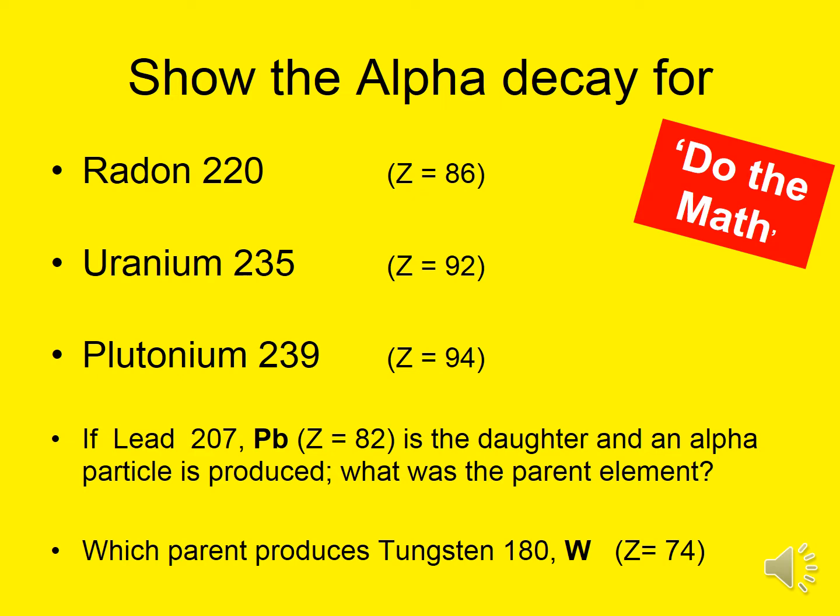We've got several challenges here. Radon 220, where Z, the atomic number of radon, is 86. Uranium 235 isotope, plutonium 239, to do the maths and work out the decay for those. And then the last 2 are reverses. Really, this is the daughter, what did we start with? And similarly, what parent produces tungsten? That's what we end up with. Where did it come from for alpha decay? So again, pause the video, have a go at those, write them out, don't just do them in your head, and see if you can write out the decay series for each of those. Okay, so pause the video and have a go at those.